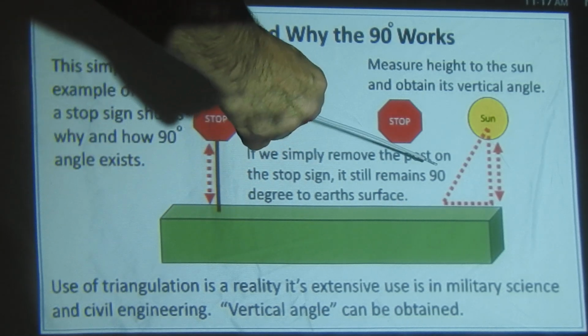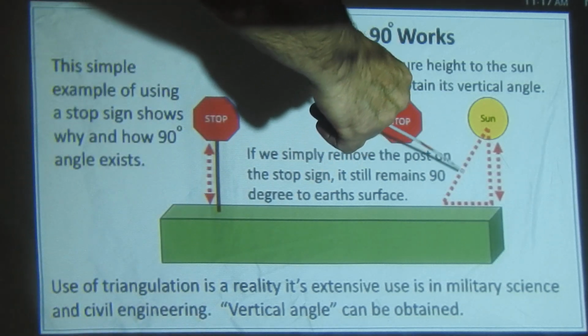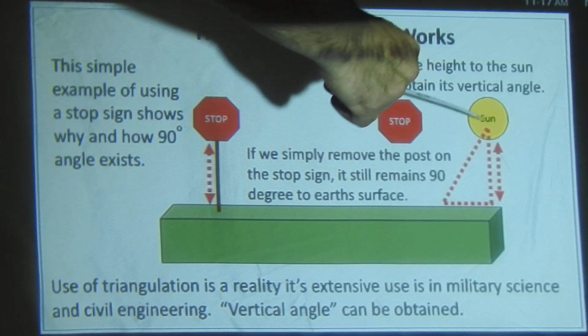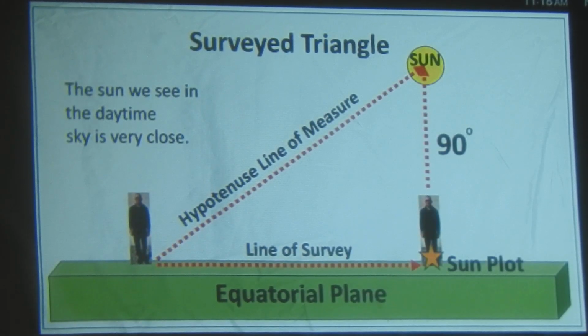Vertical angle can be attained. In other words, we can get a very clean angle because the sun is at 90 degrees, and then it becomes part of that surveyed triangle. And once you have a surveyed triangle, that sun is part of that triangle. It's within your visual perspective. You can't escape it. And again, this is what I'm talking about, the surveyed triangle.